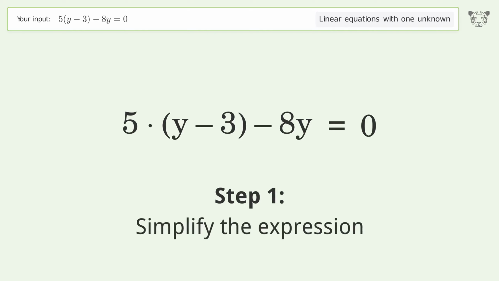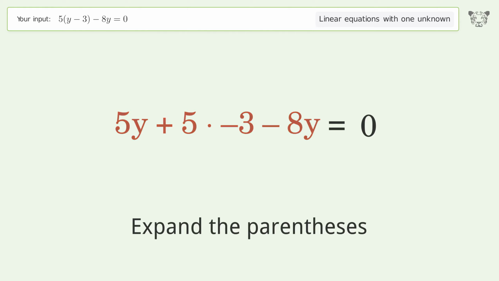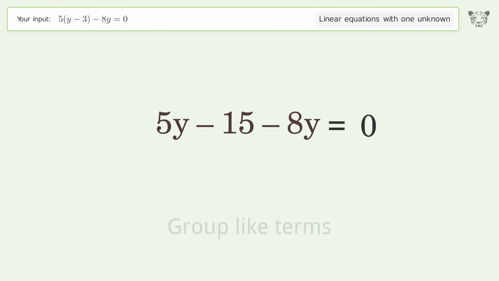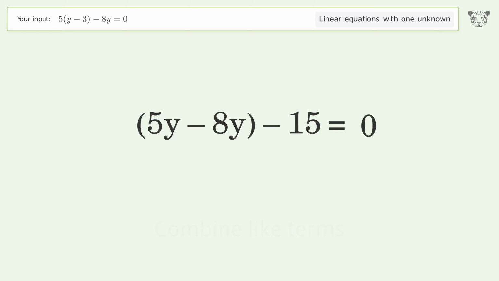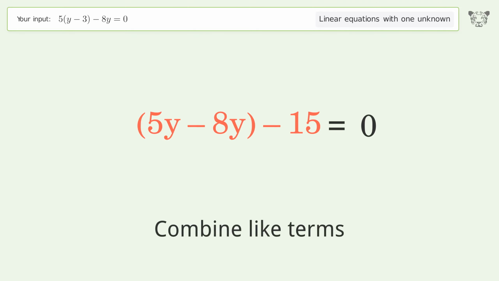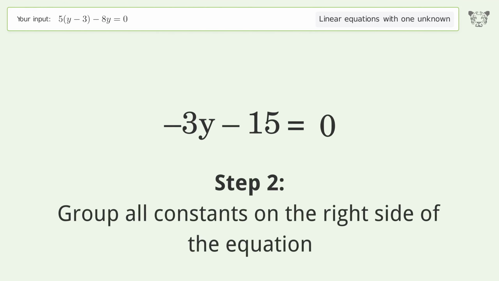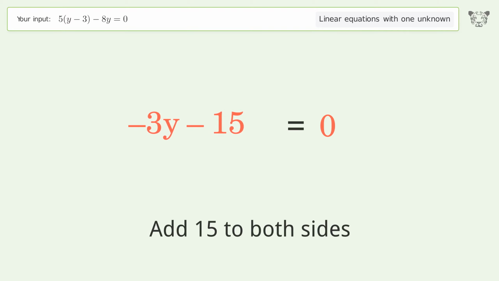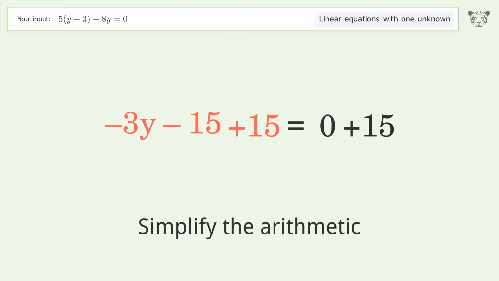Simplify the expression. Expand the parentheses. Simplify the arithmetic. Group like terms. Combine like terms. Group all constants on the right side of the equation. Add 15 to both sides. Simplify the arithmetic.